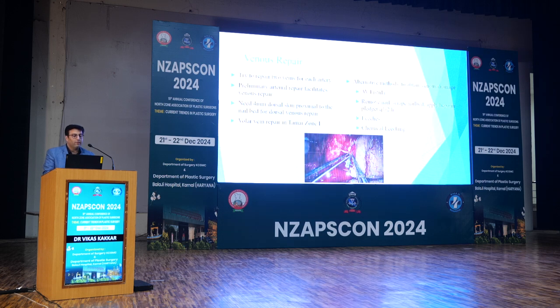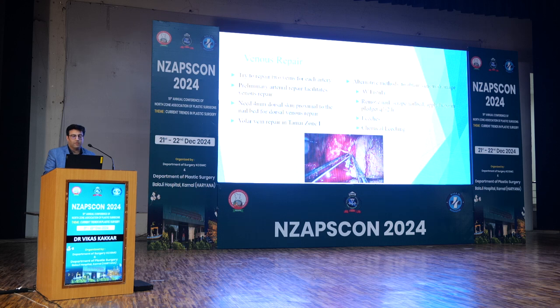In the venous repair, we have to try to repair 2 veins for each artery. Preliminary arterial repair facilitates the venous repair. And we need at least 4 mm of dorsal skin to get the venous repair. In Zone 1, volar veins are to be repaired. But sometimes it is not possible.